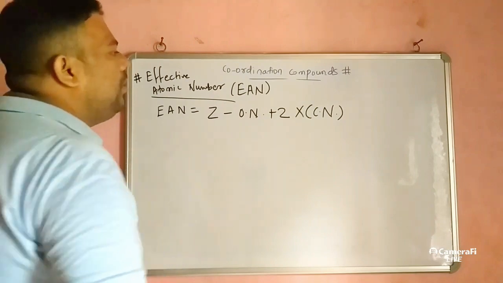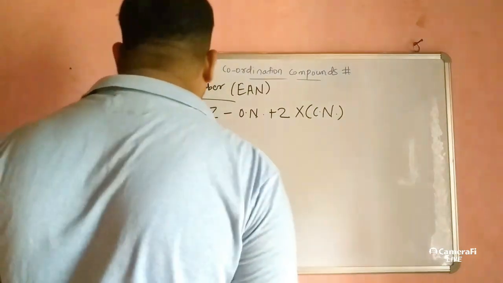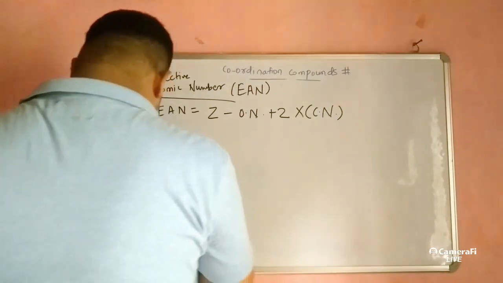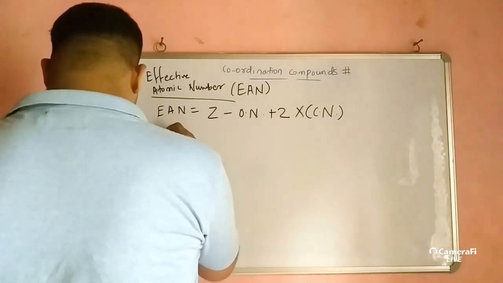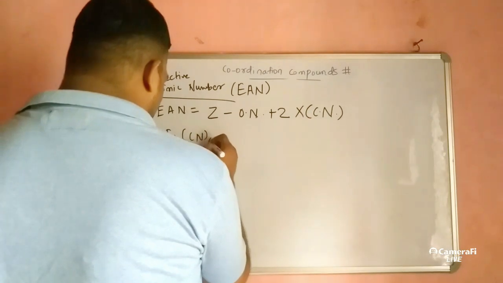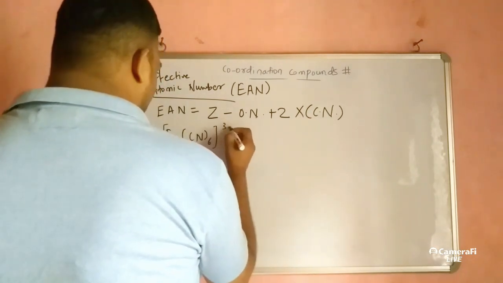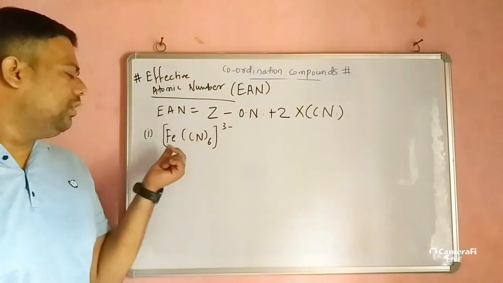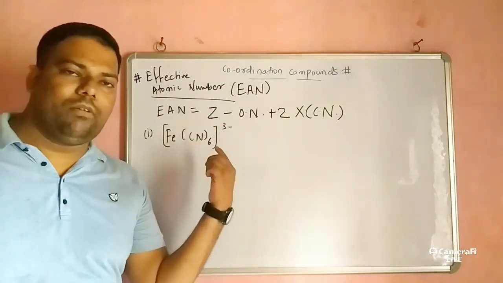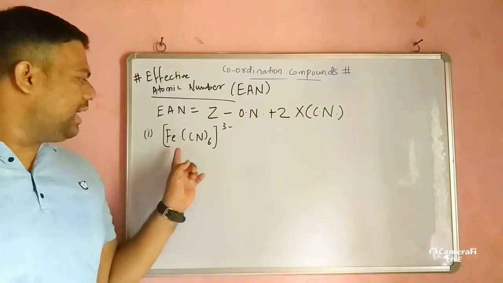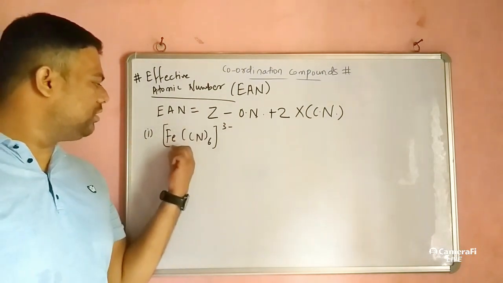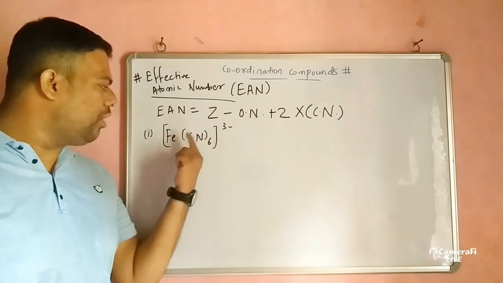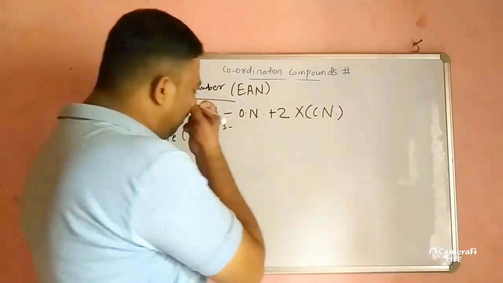With the help of one example, we will calculate the effective atomic number of that complex. Suppose we take one complex, [Fe(CN)6]3-. Z means the atomic number of the central metal atom of whatever complex they give; you must know it. Z is the atomic number, 26. Coordination number here is 6 in total. And we have to calculate the oxidation number also.